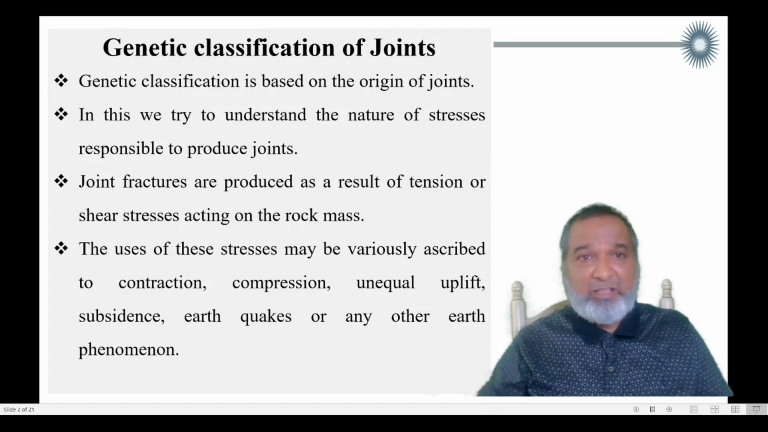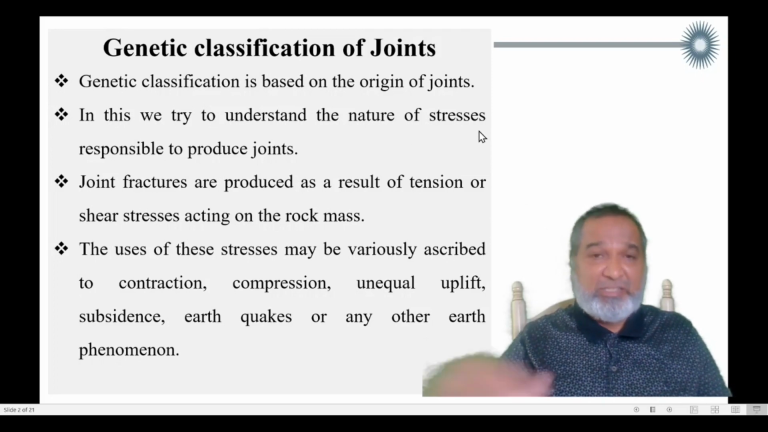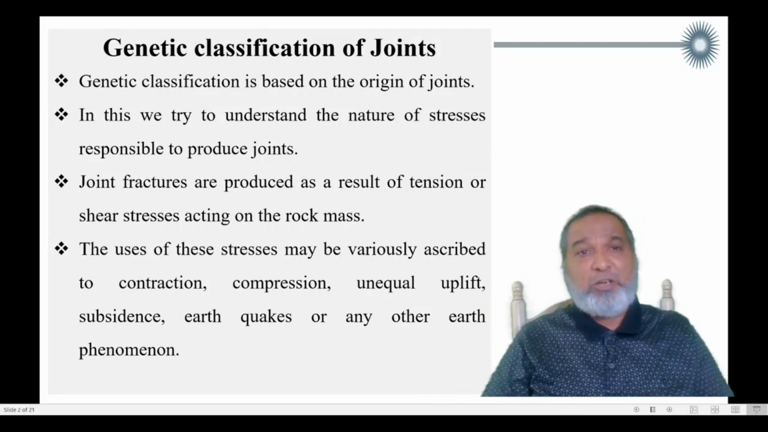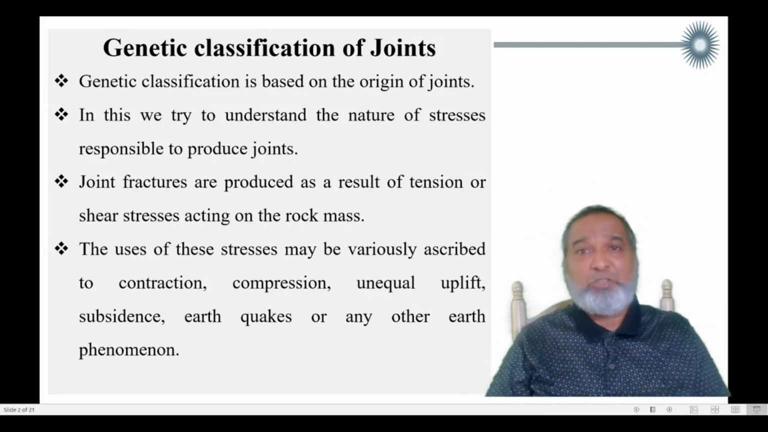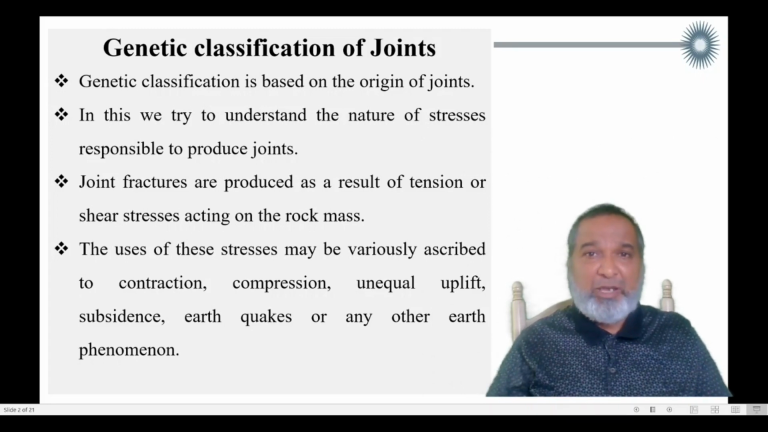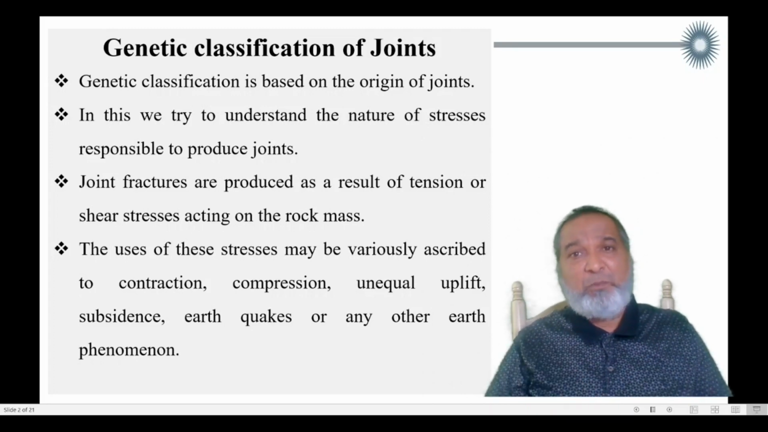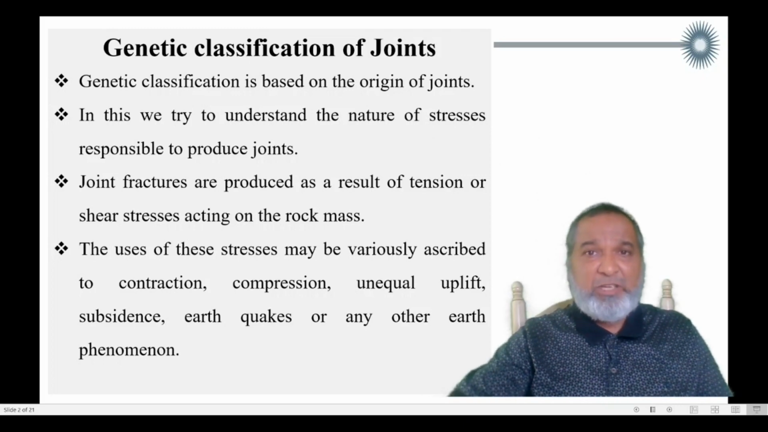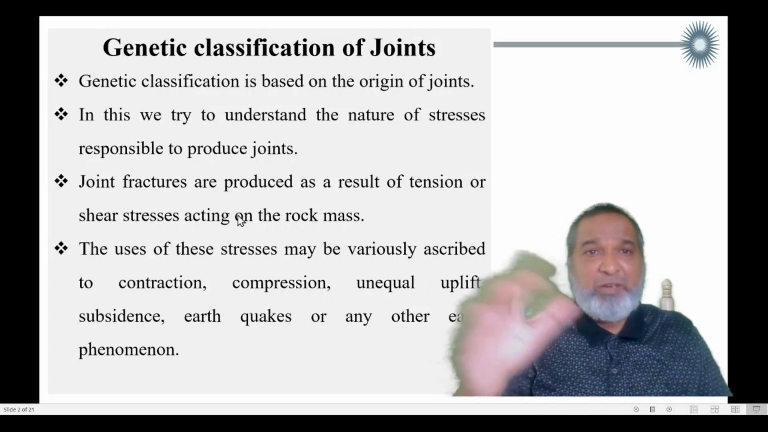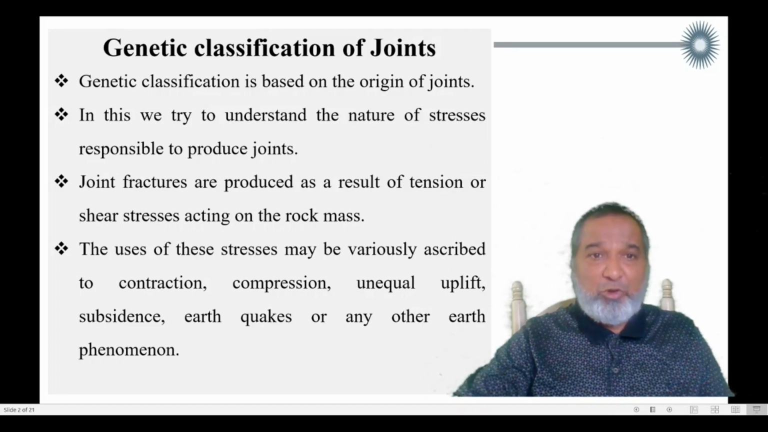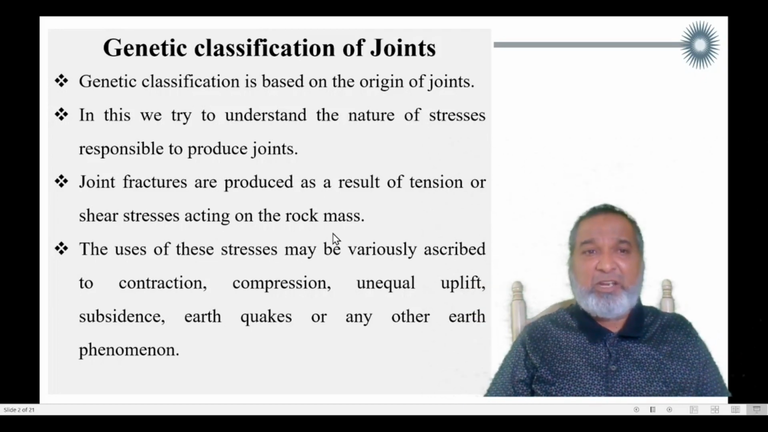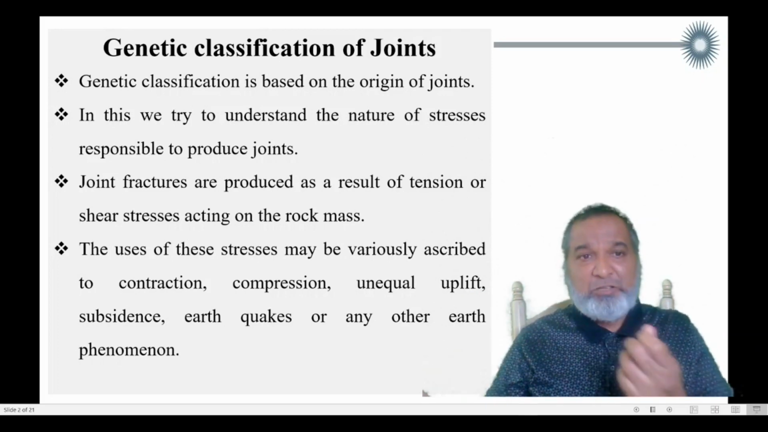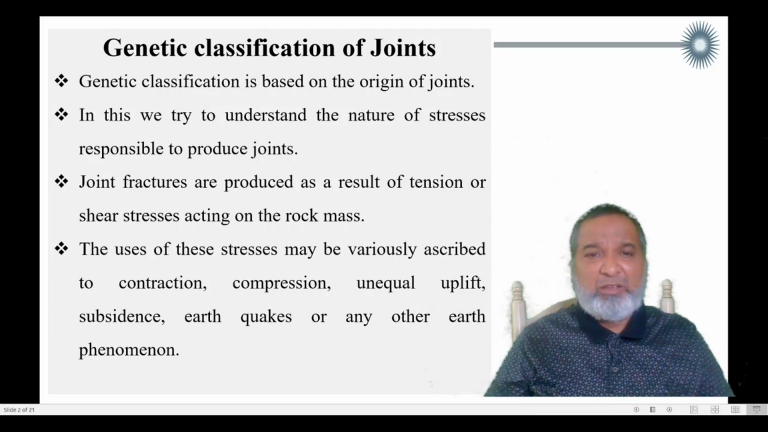So origin: in this, we try to understand the nature of stresses, meaning whatever forces acted on this particular rock, and due to that, whatever joints are formed, we make out those joints and try to find out what the important forces were which acted on the rock, and we get the different types of joints. The joint fractures are produced as a result of tension or shear stress acting on a rock. Compression will be there, or tension will be there, or shear stress will be there. So these are the other forces.